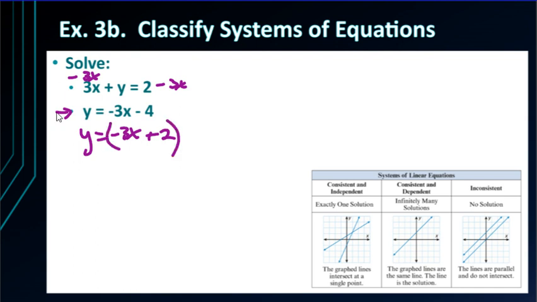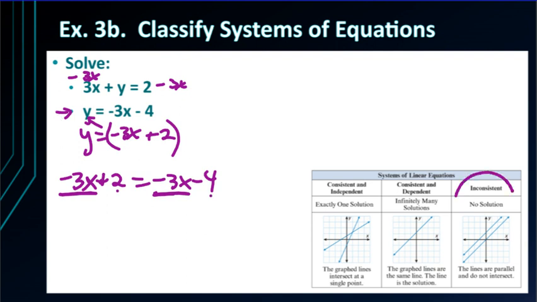Now if I look at this one very carefully, I have y equals, so I can substitute this one in for y. So if I substitute that one in for y, I have negative 3x plus 2 equaling negative 3x minus 4. Since the terms with the x variable are the same and the other numbers are different, that means it's going to be inconsistent, no solution, because parallel lines have the same slope. They both have a slope of negative 3. So I could actually stop right here and say that it is no solution or inconsistent.